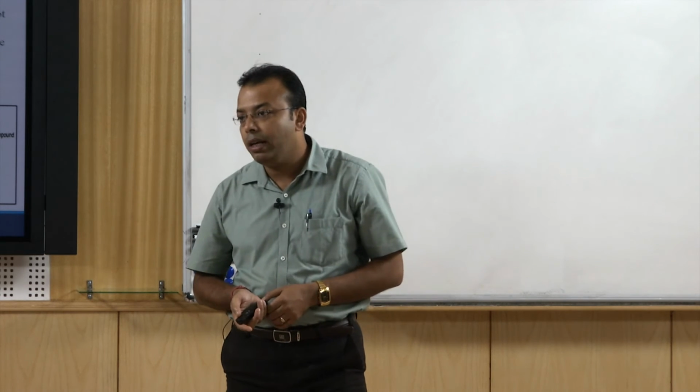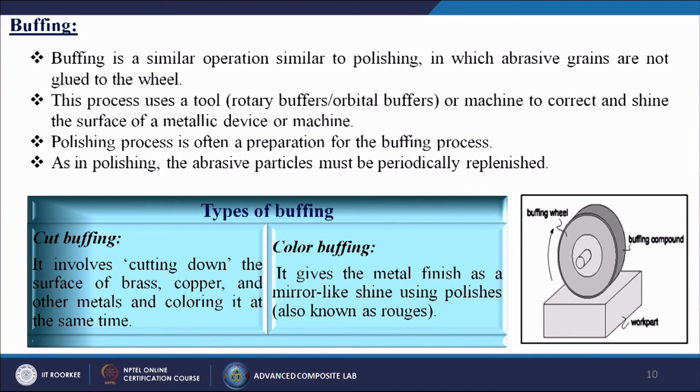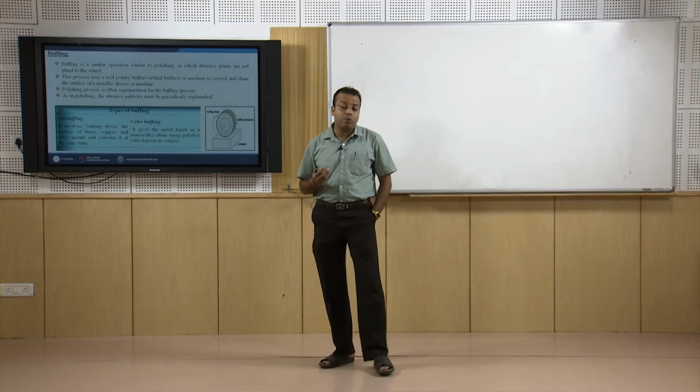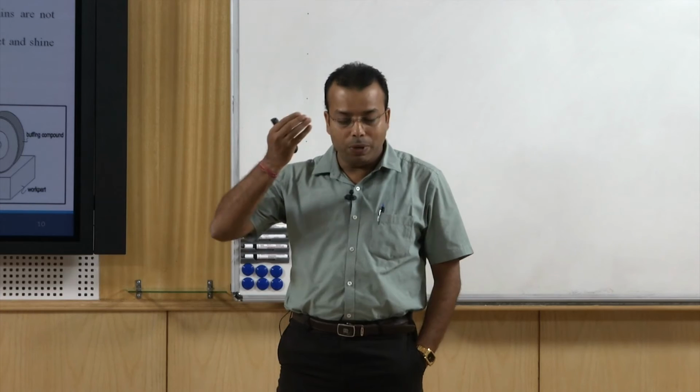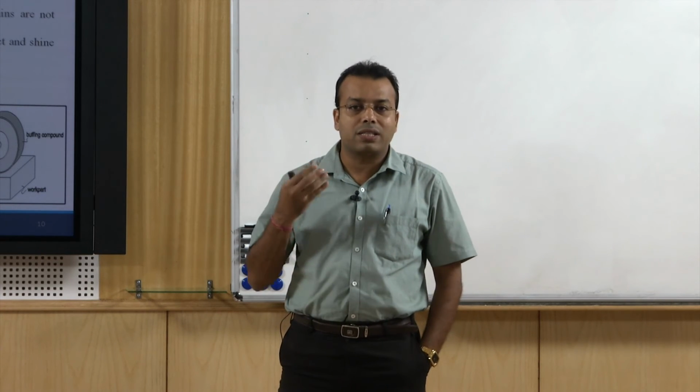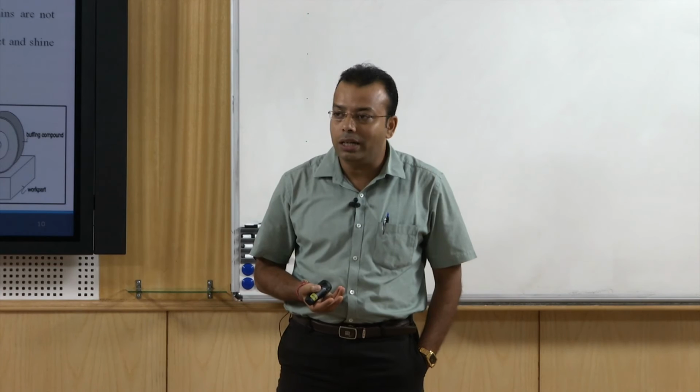There are two types of buffing: one is called cut buffing, another is called color buffing. Cut buffing involves cutting down the surface of brass, copper and other metals and coloring it at the same time. And what is color buffing? It gives the metal a mirror-like shine using polishes known as rouges. So it depends upon what type of particles you use and how much load you give, so that you can get a shiny surface or maybe a dull surface too.